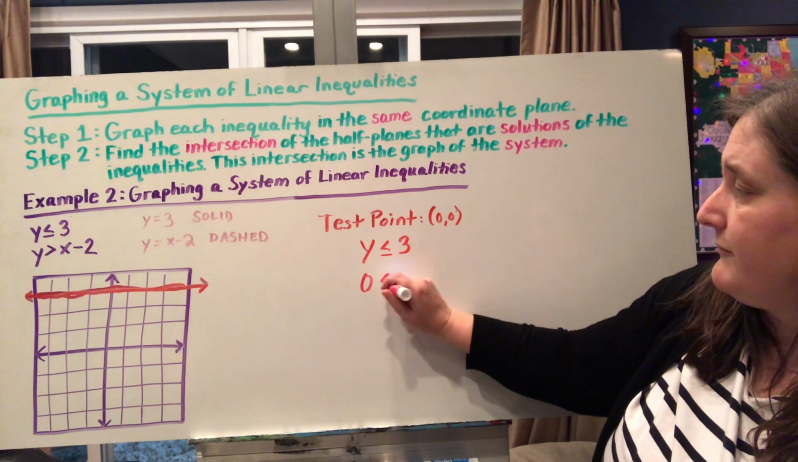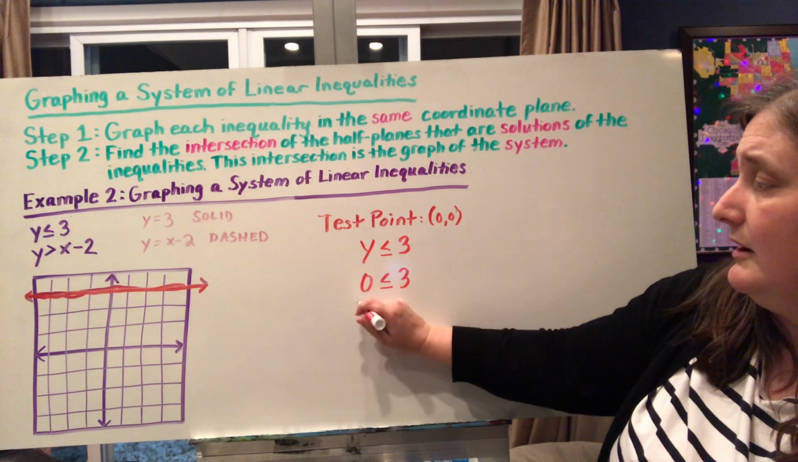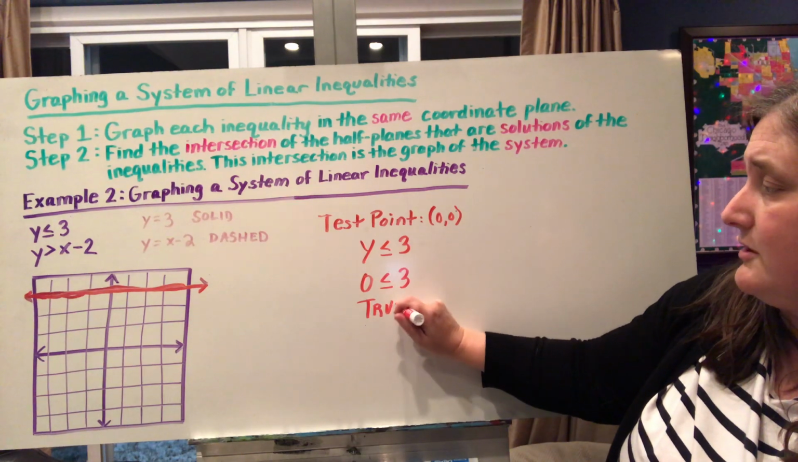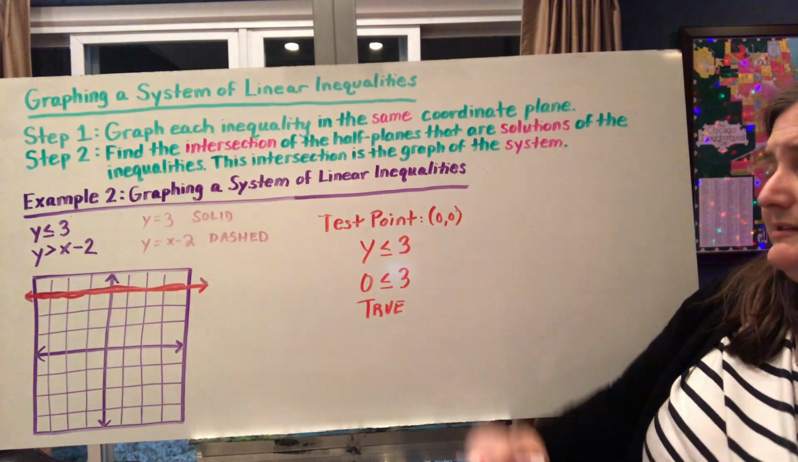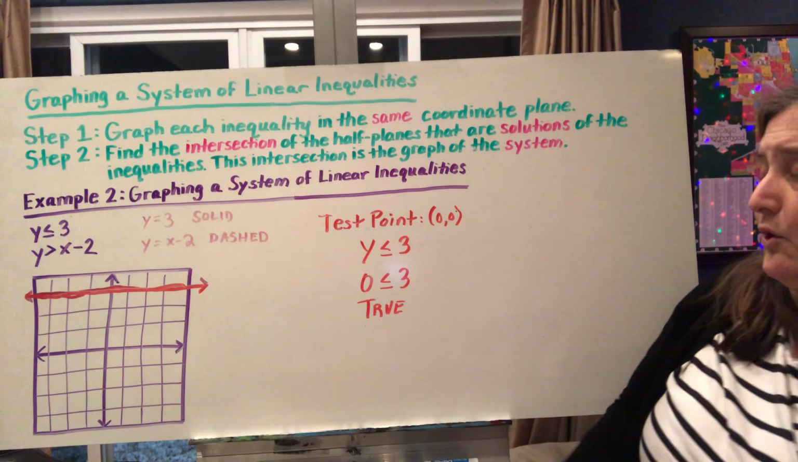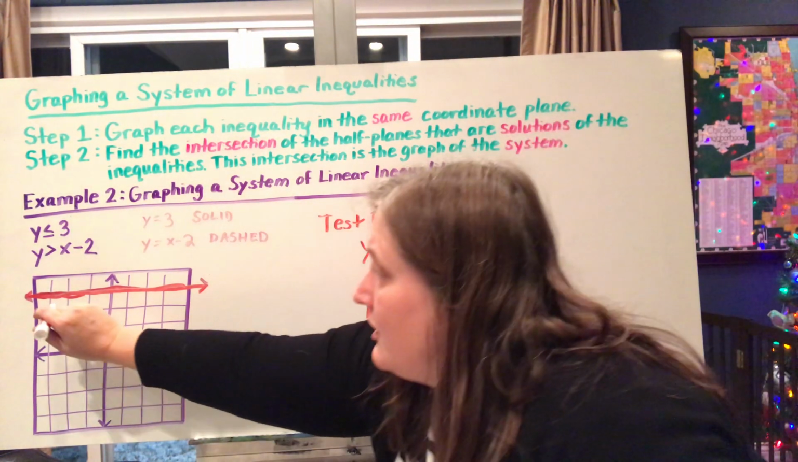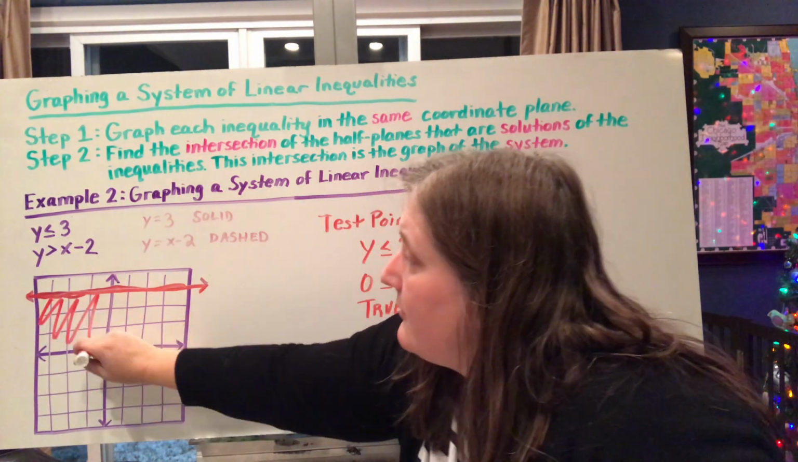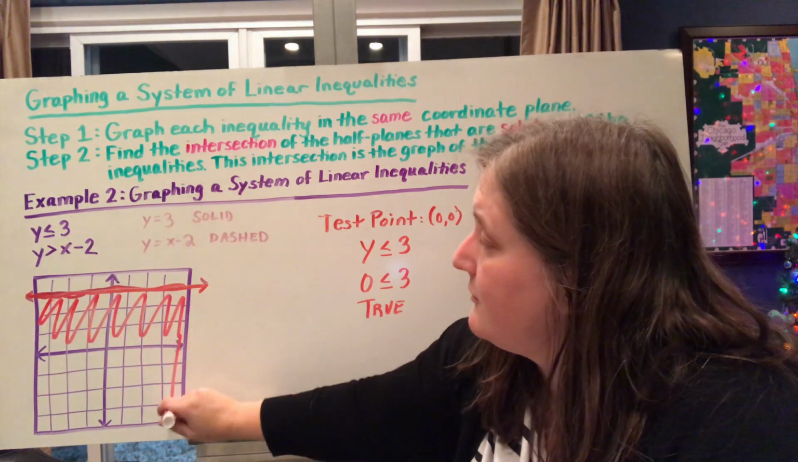I'm going to put 0 in for y, and this is actually a true statement: 0 is less than or equal to 3. So in this case, (0, 0) works as a solution. So everything down here is going to be shaded. Everything below the line.